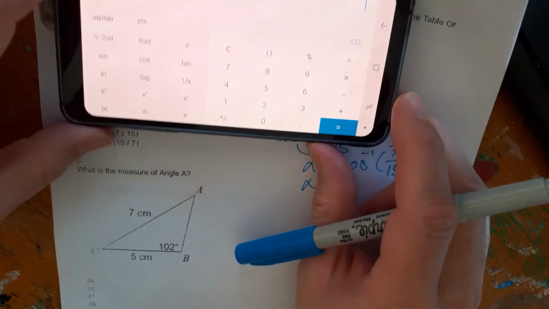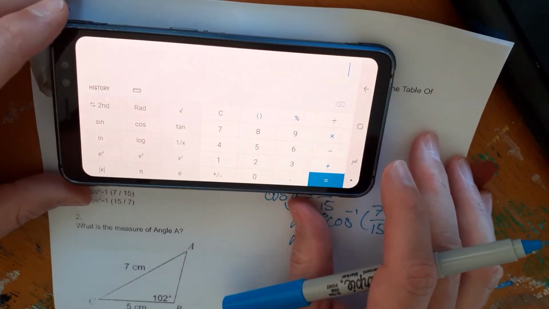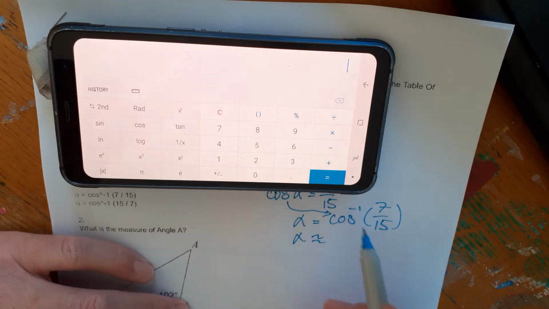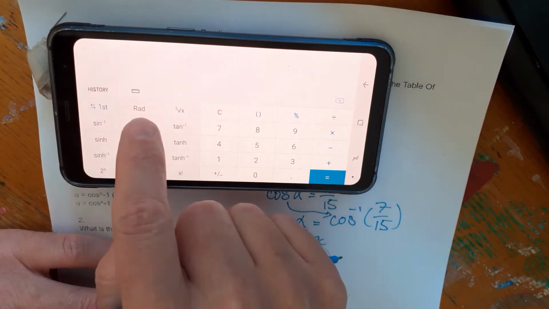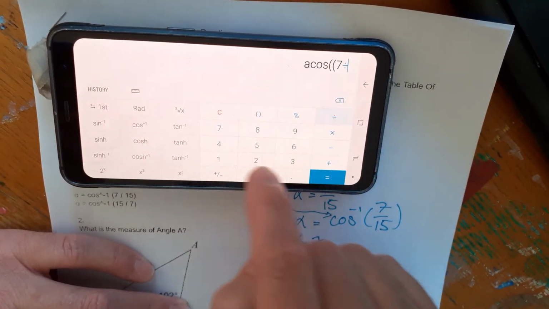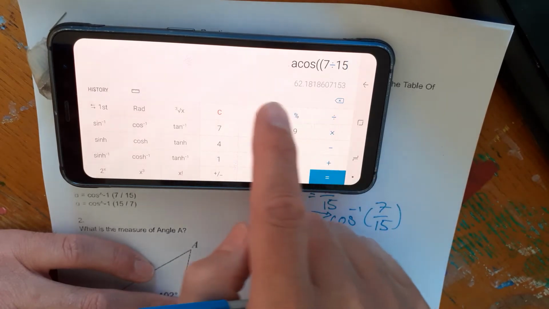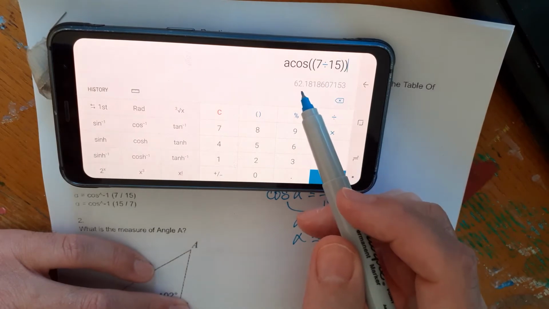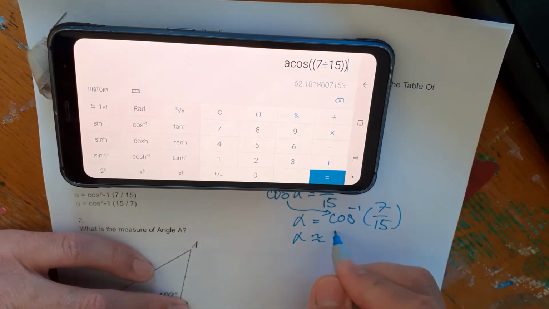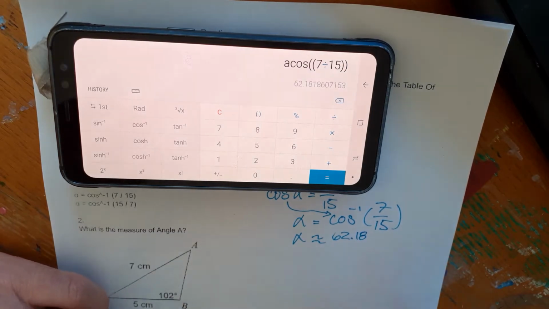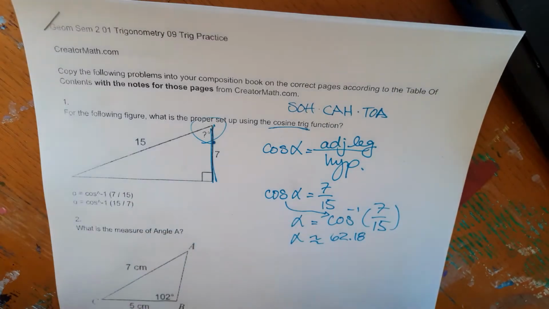So if we're trying to put in this thing here, we're going to have cosine to the negative 1, which is the reverse, or arc cosine. So we're going to do second, arc cosine, parentheses, 7 divided by 15. Type that in. I'm going to close with the parentheses, and it looks like I have 2 parentheses there, interestingly. And 62.18 degrees. 62.18 degrees is our approximate answer. All right, let's see the next one.